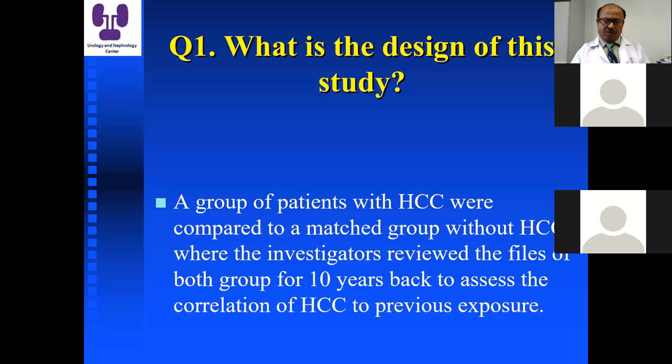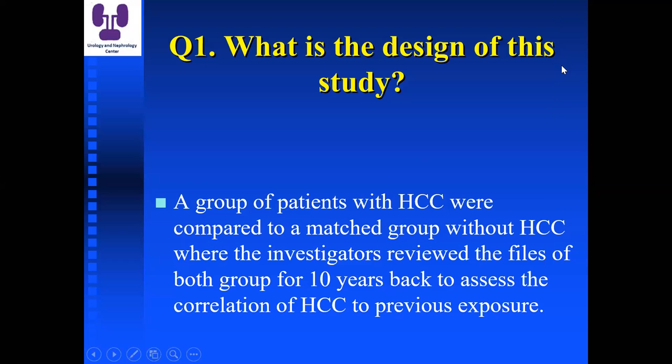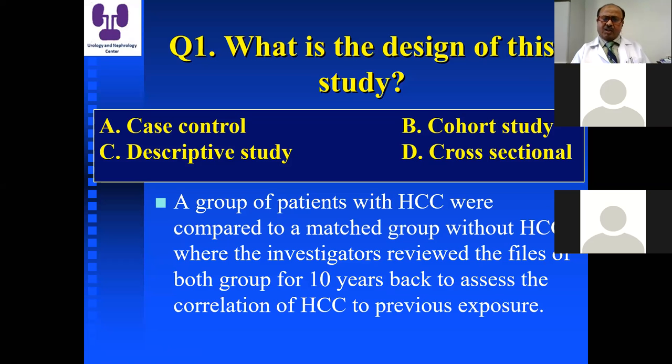I think this is the last one in these examples. A group of patients with hepatocellular carcinoma were compared to a matched group without hepatocellular carcinoma, where the investigators reviewed the files of both groups for 10 years back to assess the correlation of hepatocellular carcinoma to previous exposure. What is this design? Is it case control, cohort, cross-sectional, or descriptive study?